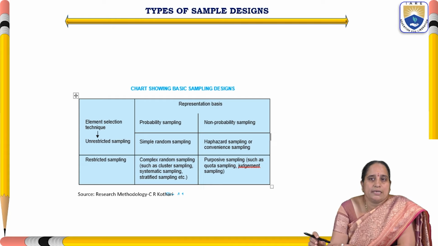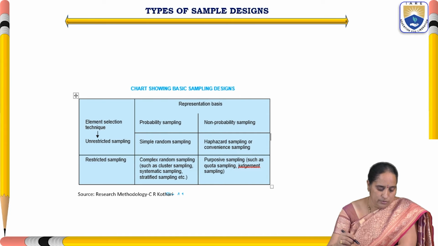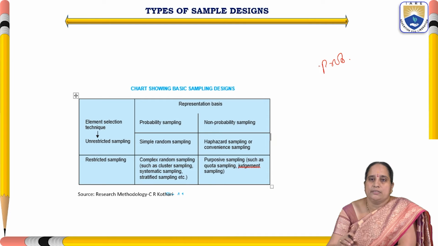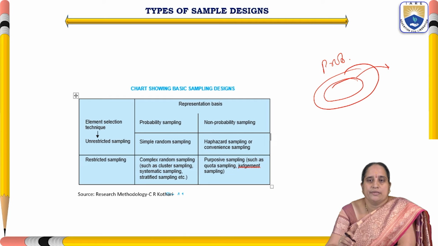Then coming to the types of sample designs. We have different types of sample designs. The first one is probability and non-probability sampling. Some samples we select in an unrestricted way. In some cases, there will be some types of constraints in the selection of a sample. Those types of samples are known as restricted sampling designs.